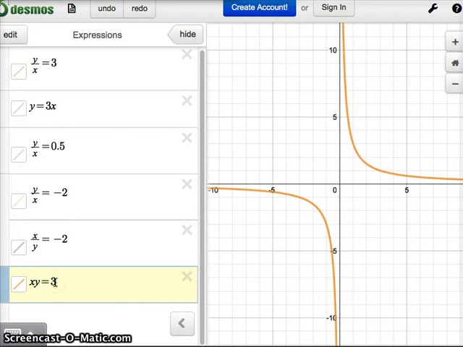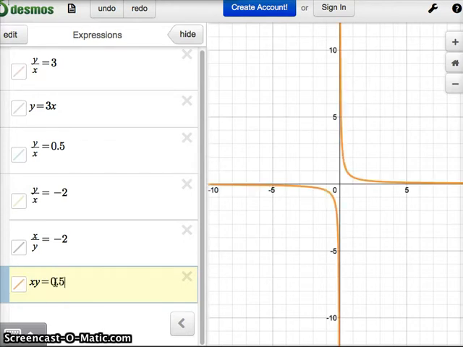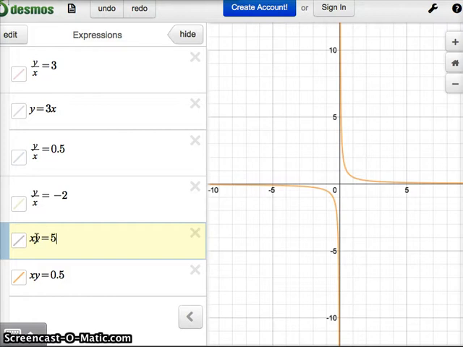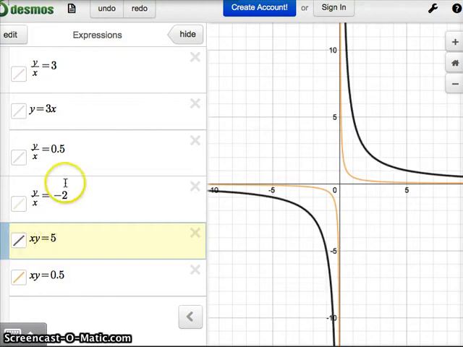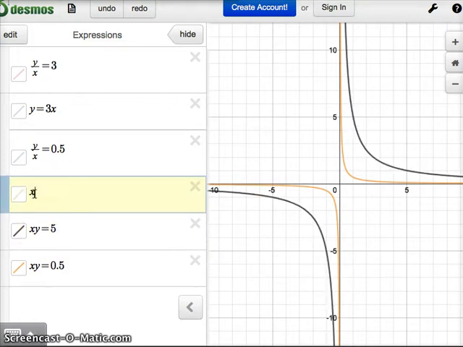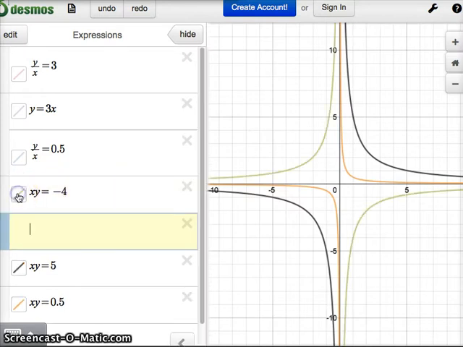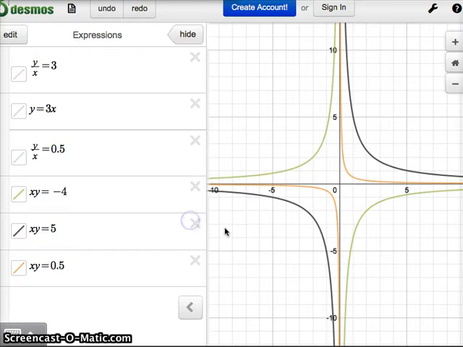What happens if it's a different number? Let's try 2. Let's try 0.5. You might be able to tell it's even tighter. Let me put one over here instead: xy equals 5. Graph that. It's out there. And what if we have xy equals -4? Graph that. In this case, the two parts of this graph are in the second and fourth quadrants.